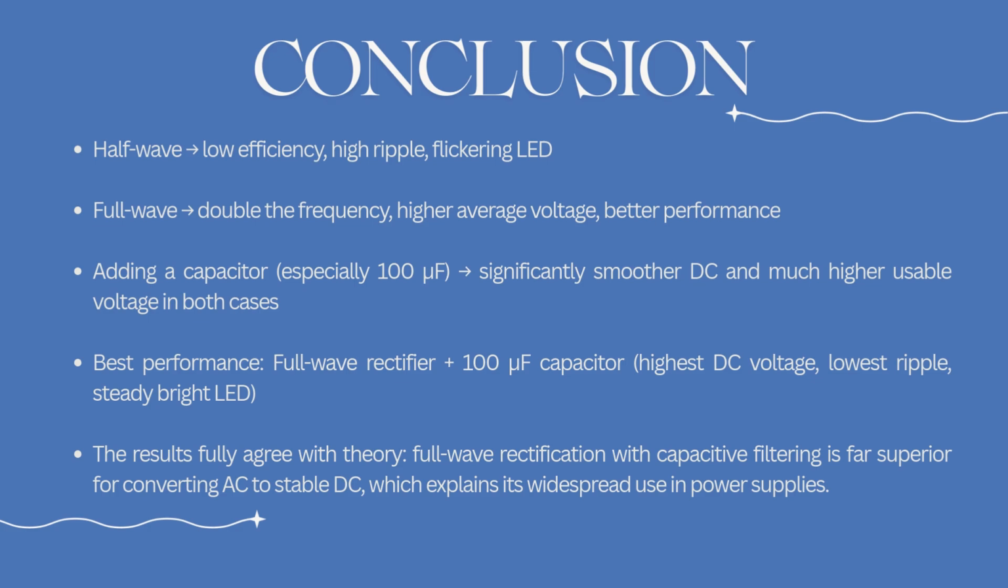In conclusion, half-wave: low efficiency, high ripple, flickering LED. For full wave: double the frequency, higher average voltage, better performance. Adding a capacitor, especially 100 microfarad, gives significantly smoother DC and much higher usable voltage in both cases. Best performance: full wave rectifier plus 100 microfarad capacitor, highest DC voltage, lowest ripple, steady bright LED.